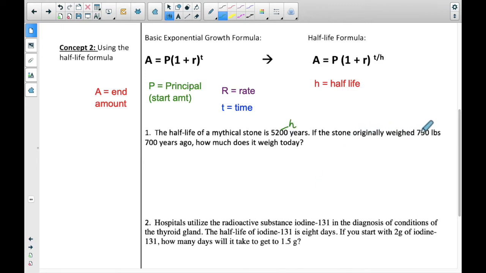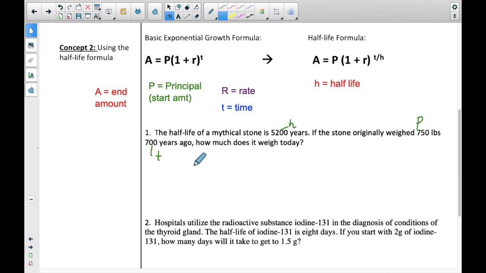The stone originally weighed 750 pounds. That's your starting amount. 700 years ago, how much does it weigh today? The 700 years ago, that is your T. That's the time that we're talking about. So let's just start off with our basic formula and start plugging things in.